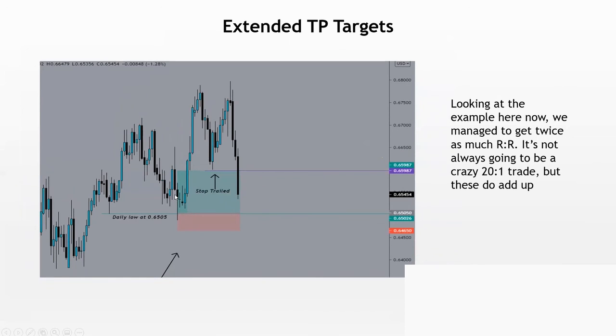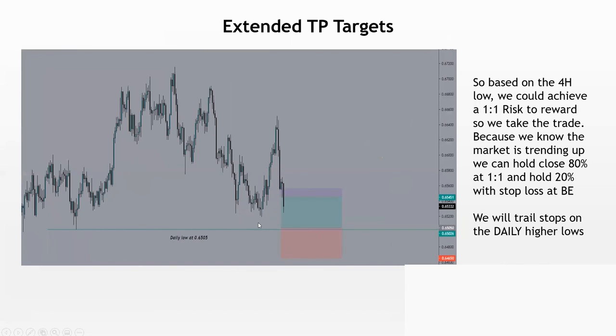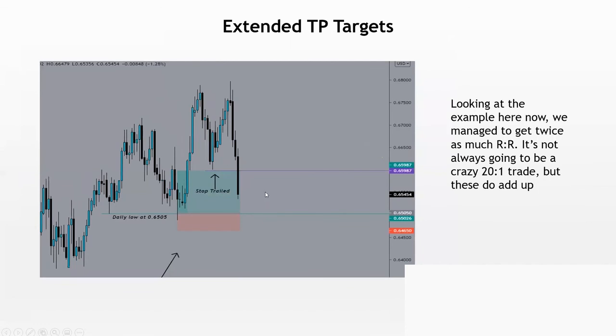There was a nice reaction. Price pushed up here, created a higher low and pushed up again. You could then put your stop loss here, and then you can see price did actually come back and take you out. So from what was a one-to-one trade, because you've trailed your stop loss with the daily trend, this then became, I think it was a 2.25. So you've doubled your risk to reward just from holding the trade.